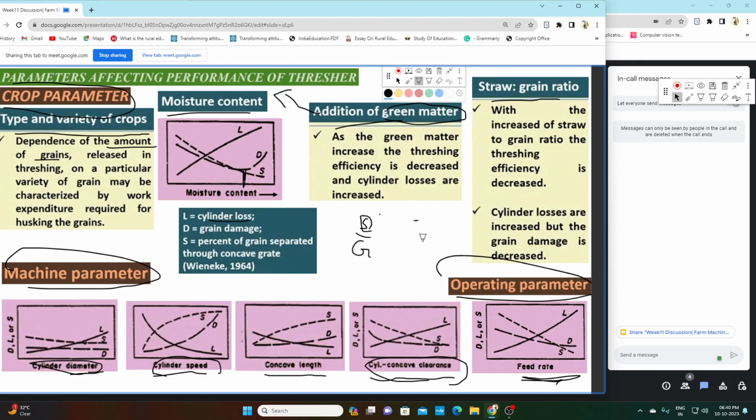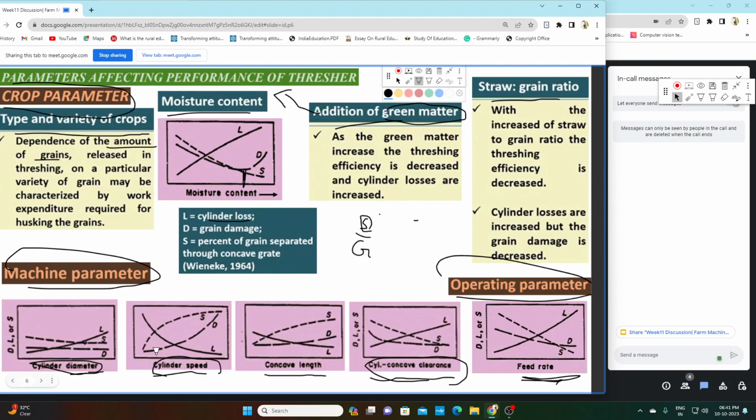Again, in summary, there are three parameters affecting the performance of the thresher: crop parameter, machine parameter, and operating parameter. Crop parameter means the type and variety of the crop, and the moisture content of the crop. The stalk grain ratio and green matter depend on the moisture content. Machine parameter means concave length, cylinder concave clearance, cylinder speed, and cylinder diameter.